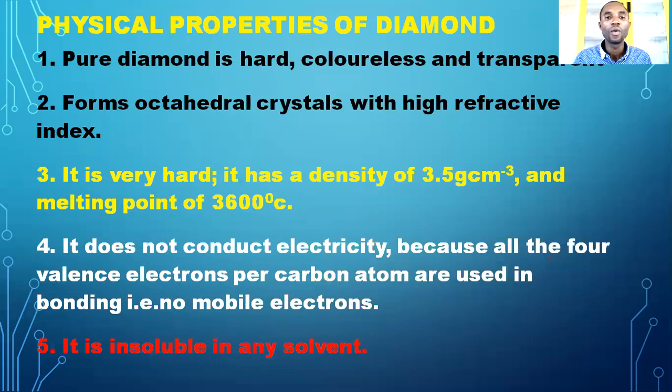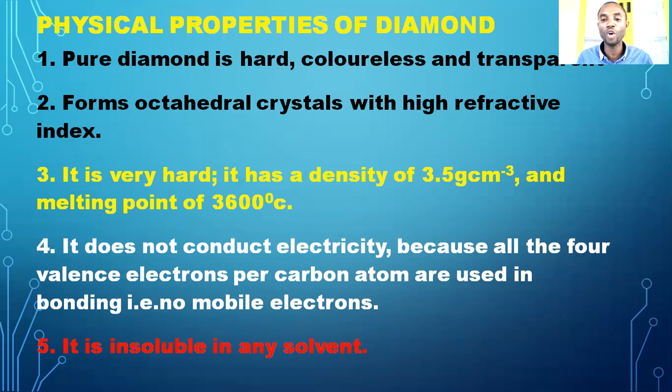Now, what are the physical properties of diamond? Pure diamond is very, very hard. It is colorless and transparent. Number two, diamond forms octahedral crystals with a high refractive index. Number three, it is very hard. It has a density of 3.5 grams per cm cubed and a melting point of 3,600. So it has a very high melting point.